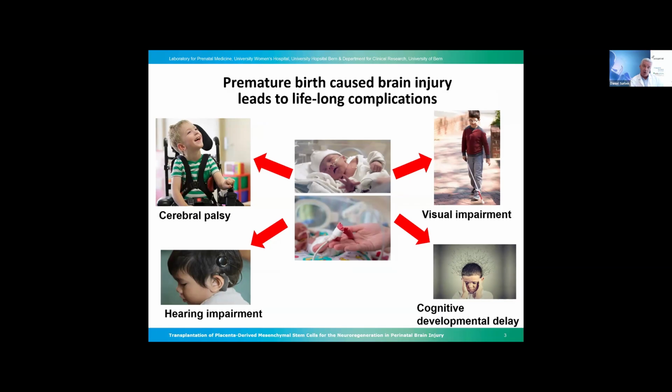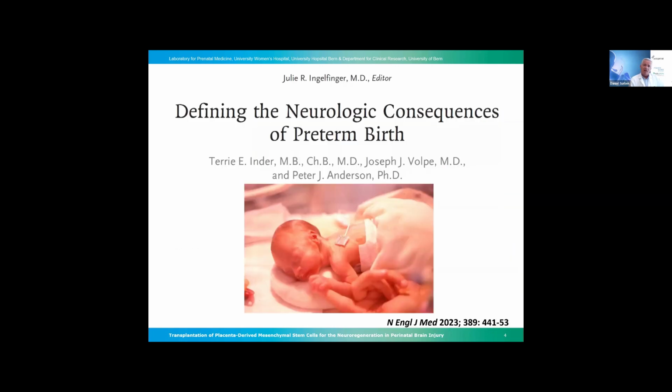So what's the clinical problem? The clinical problem of preterm birth is actually mainly brain injury, which has potentially long-term consequences on the life of these individuals. The most severe consequences are cerebral palsy, visual impairment, hearing impairment, and cognitive developmental delay.